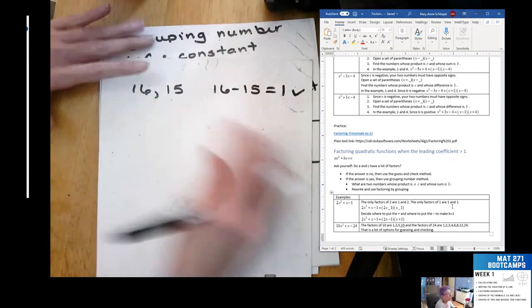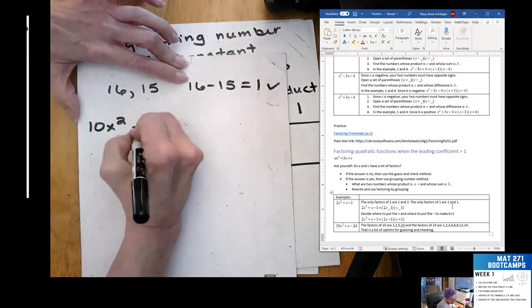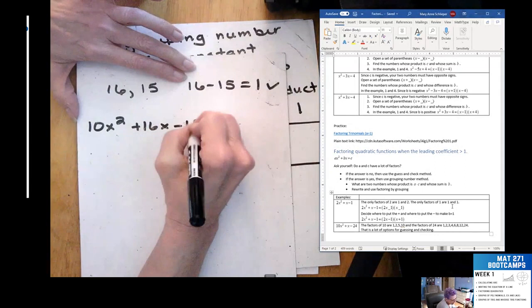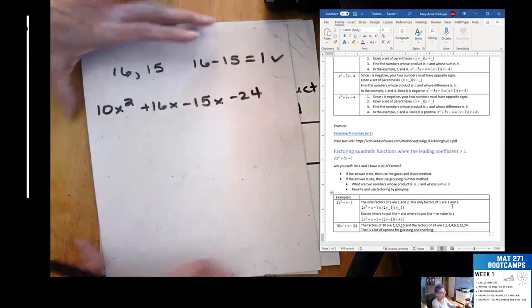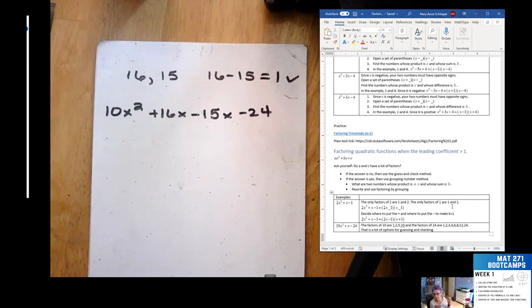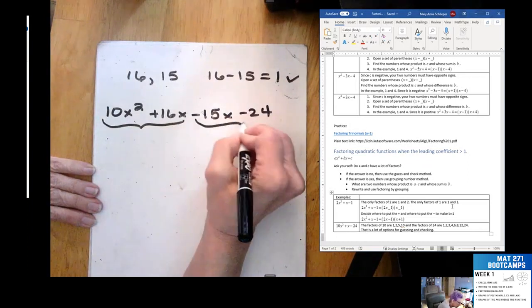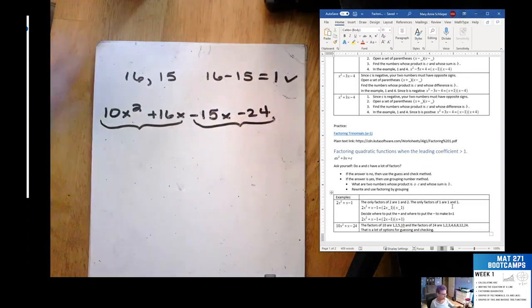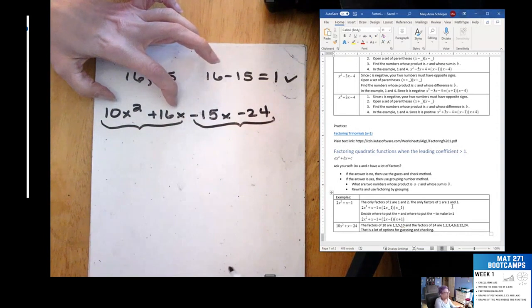So I'm going to rewrite my original function as 10x squared plus 16x minus 15x minus 24. So I replace that middle term with 2 terms. Then I look for partnerships. I have this partnership and I have this partnership. If I look at 10x squared and 16x, what's the biggest thing I can factor out of those 2 terms?